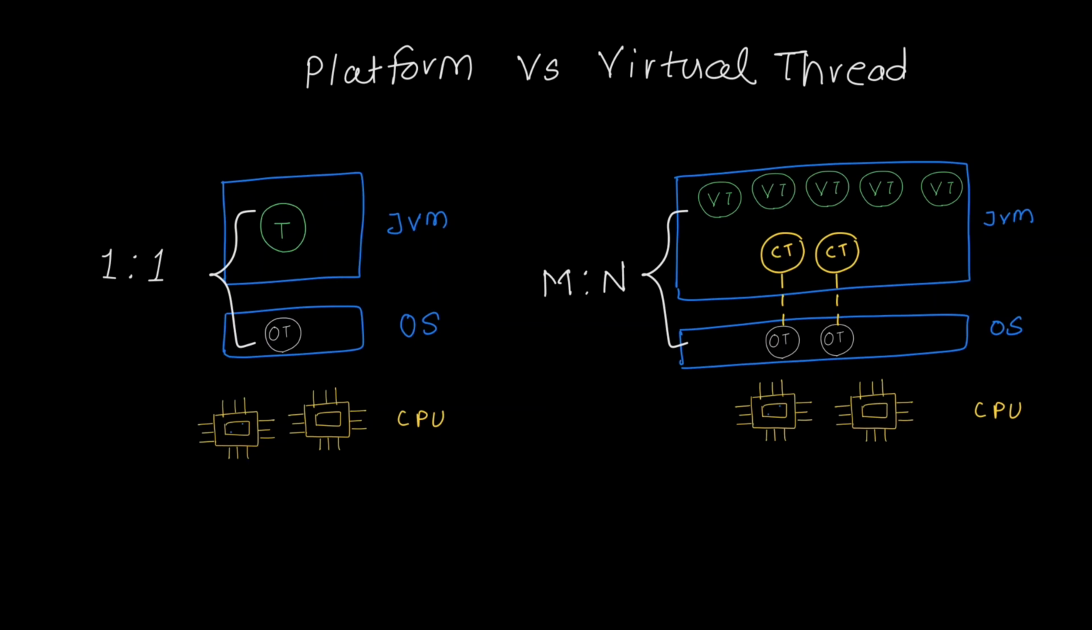But you may be wondering, what about the blocking? A virtual thread while executing on a carrier thread can still get blocked, right? Yes, that is still a problem, but let's see how that is solved by virtual threads. And that brings us to an important concept in virtual threads, which is mounting and unmounting. This is where all the magic happens.